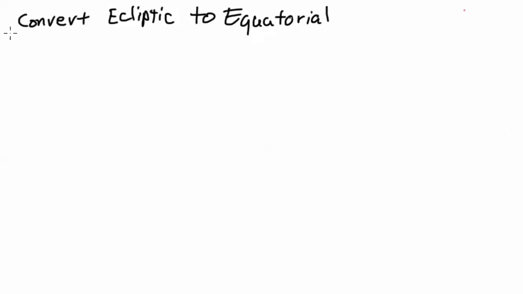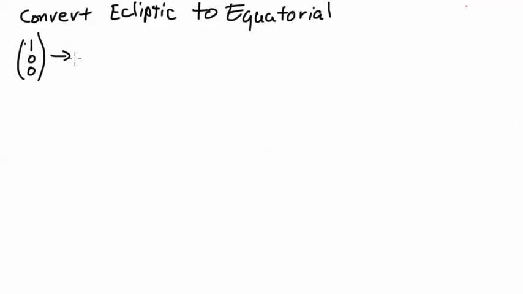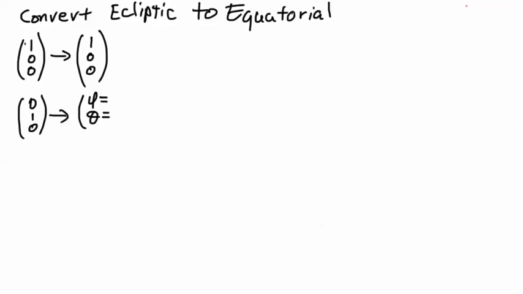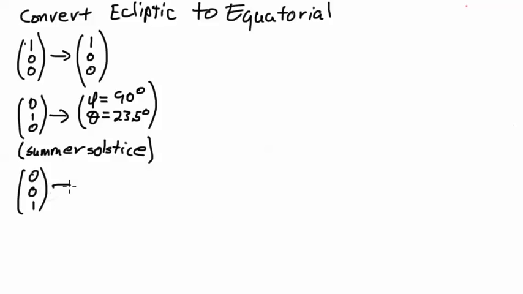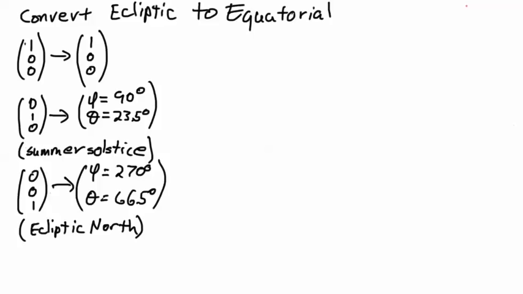Now let's say we're given the task to find a method to convert ecliptic coordinates to equatorial coordinates. Then I'm going to want the 1, 0, 0 to map to 1, 0, 0. I'm going to want the 0, 1, 0 to map to phi equals 90 degrees and theta equals 23.5 degrees. Remember, this is the summer solstice. And I want the 0, 0, 1 to map to phi equals 270 degrees and theta equals 66.5 degrees. That's the ecliptic north pole, which means if you're looking down from the north pole, you will see all of the planets orbiting the sun counterclockwise. And most of them will be spinning counterclockwise too.